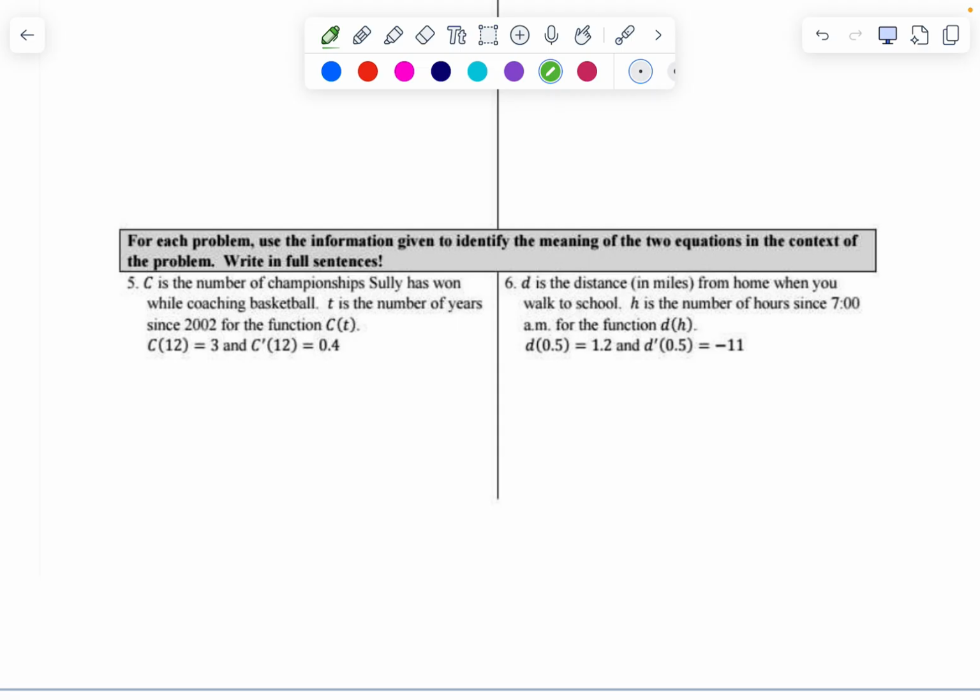So C is the number of championships. Actually, before we do that, read the directions. We're using the information to identify the meaning of the two equations in the context, in full sentences. So C is the number of championships Sully has won while coaching basketball. T is the number of years since 2002 for the function C of t. So what does this mean?